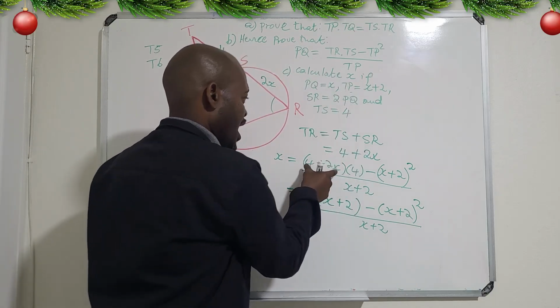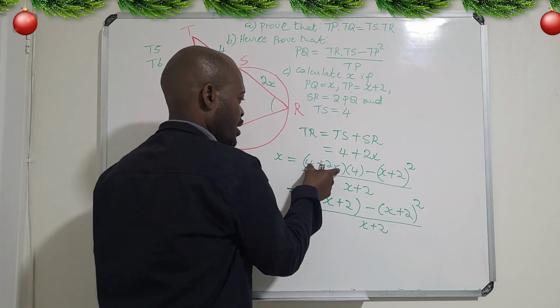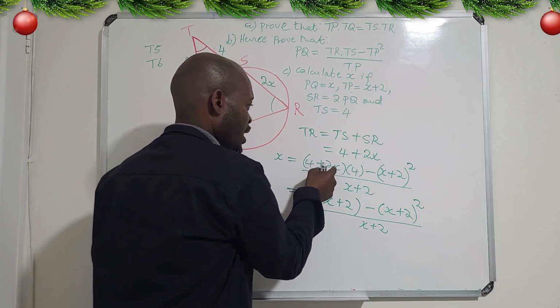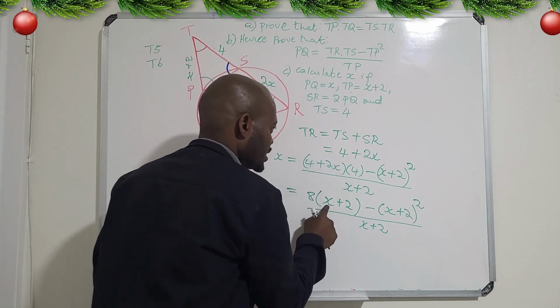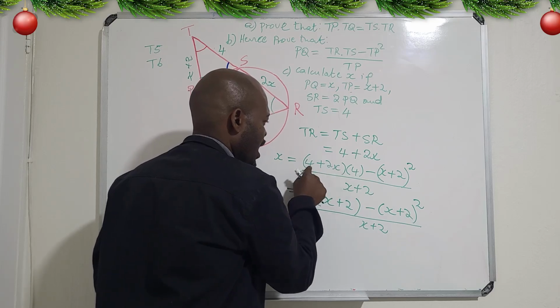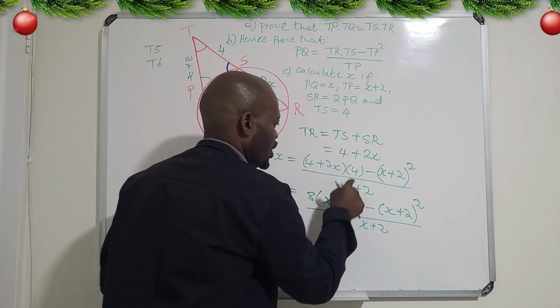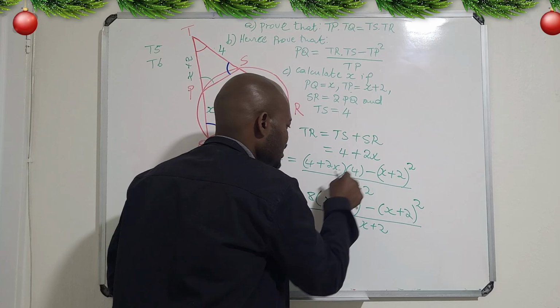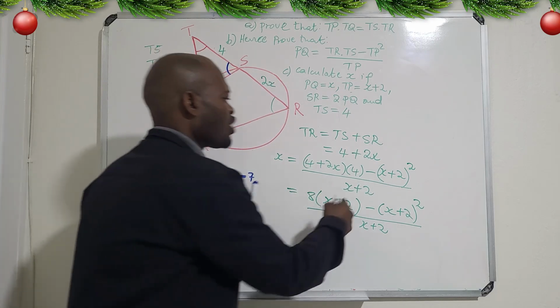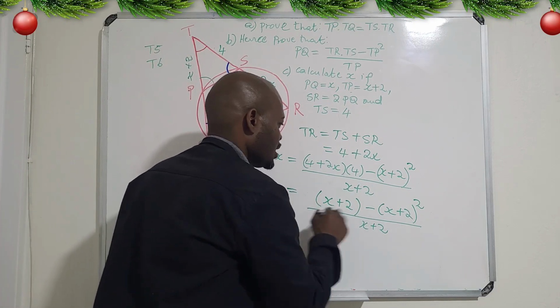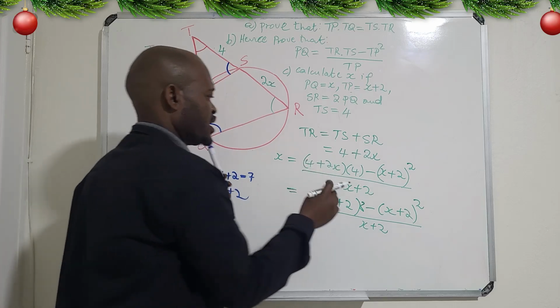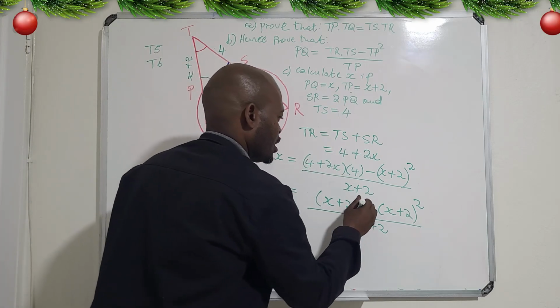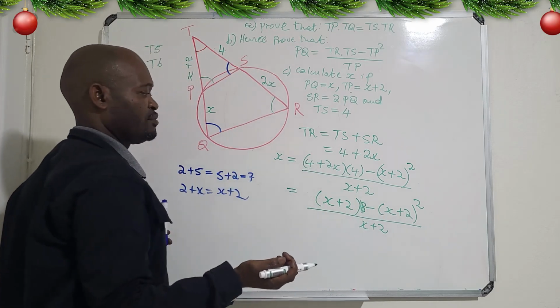In my mind, I take out 2 here. If I take out 2, what am I left with? X in this term. Here, I'm going to be left with 2. That 2 multiplies this, it becomes 8. I could have put this 8 there. It's one and the same thing.